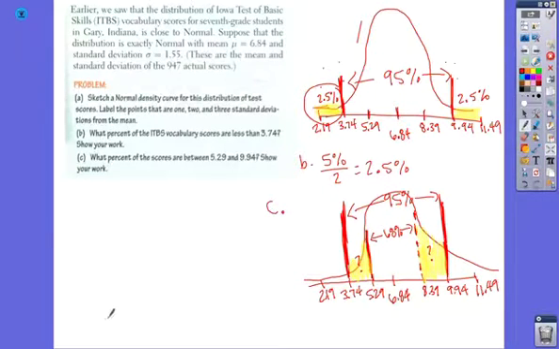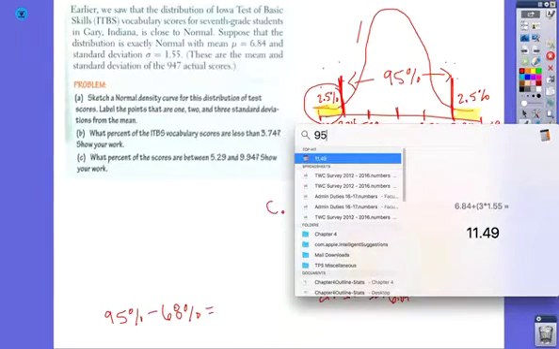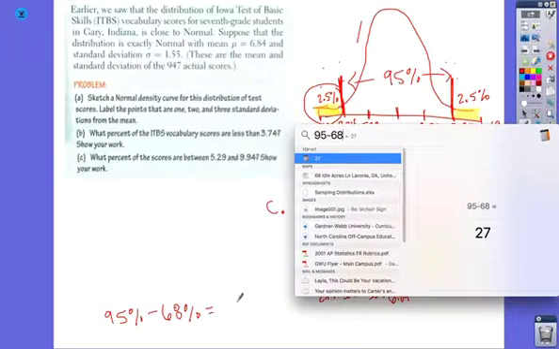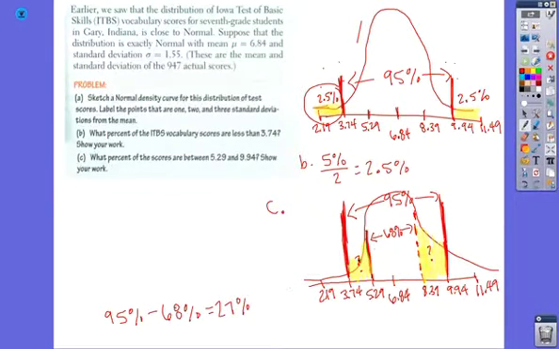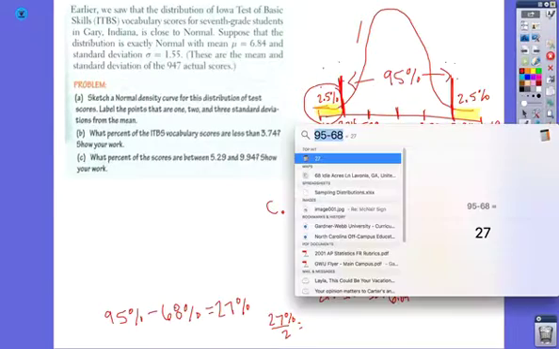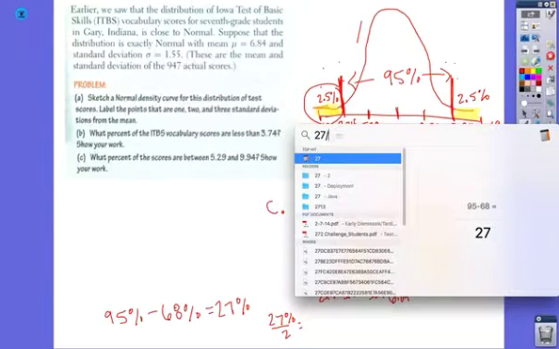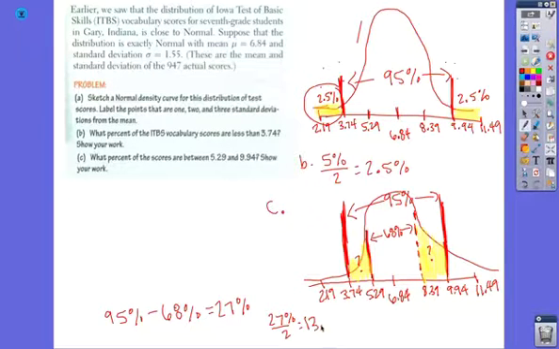So what I'm going to do is take 95%, which is the whole thing right here, and subtract out the 68% that I know is accounted for in the middle, 1 standard deviation away. So I'm going to say 95 minus 68, and I get 27. Now 27% is what makes up both of these parts added together. So I have to take 27% and divide it by 2 to figure out how much each of these little parts equals. So 27 divided by 2 gives me 13.5. So this part is 13.5% and this part is 13.5%.